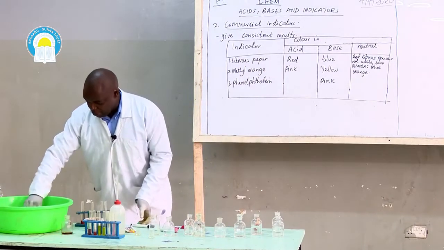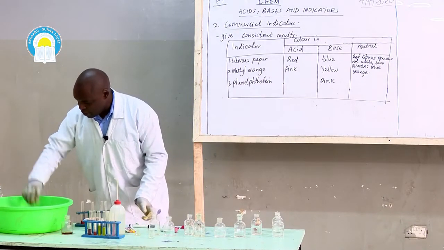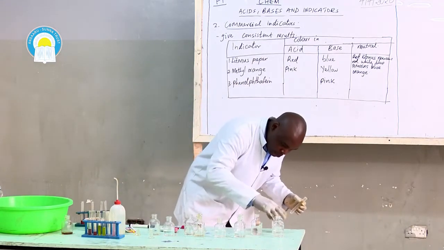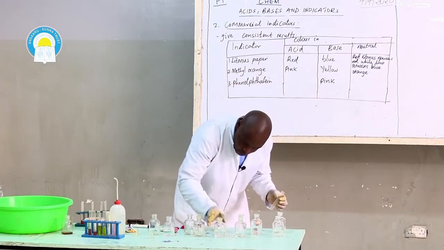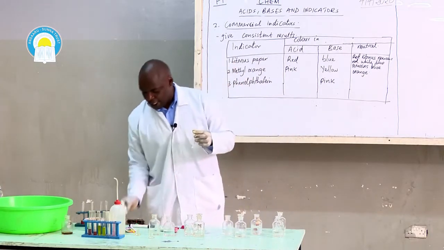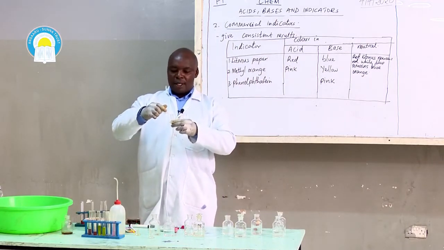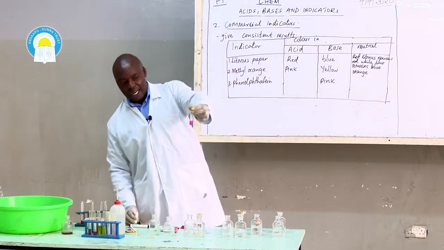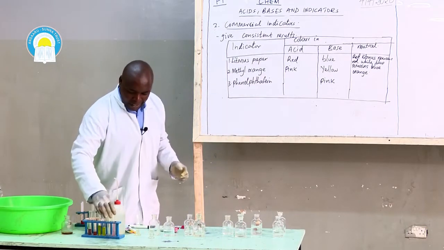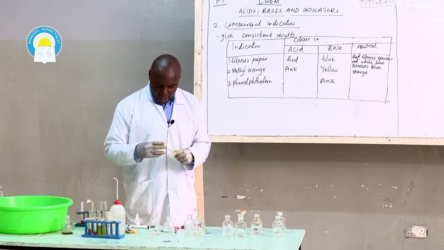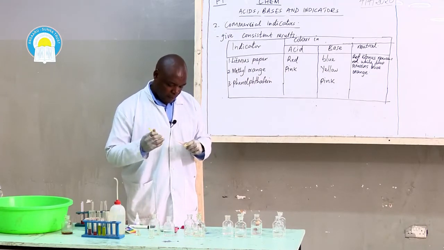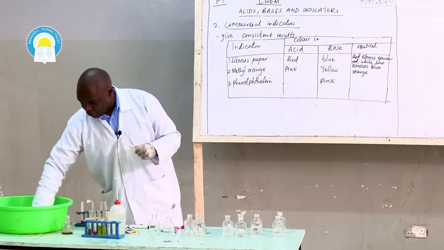Even if I use sodium hydroxide, which is an example of a base, the phenolphthalein indicator shows the same color, pink. So in a base, it is pink. But in an acid, let us see. Like this acid, I had used litmus paper. Let me use a different test tube.